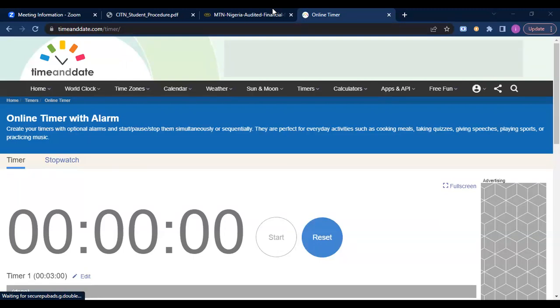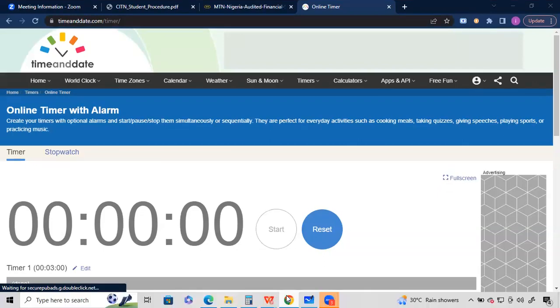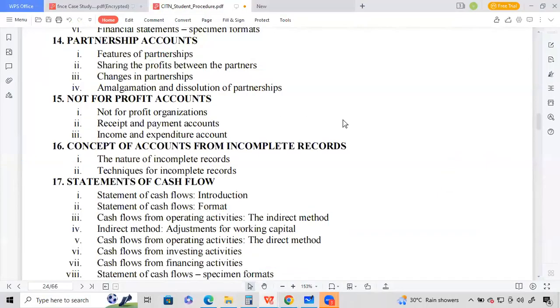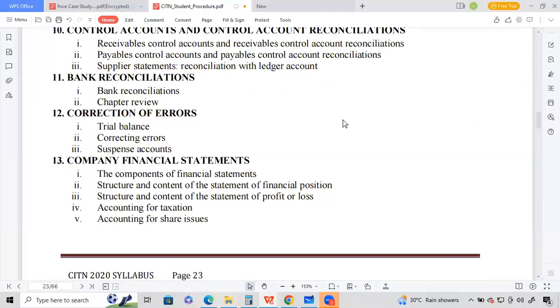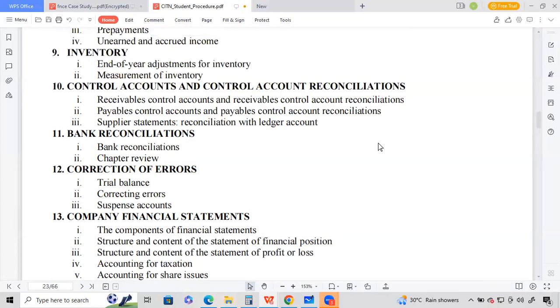So thanks for joining. Let's continue. The remaining parts we are going to look at are company financial statements and control accounts. Control account is a very simple topic.